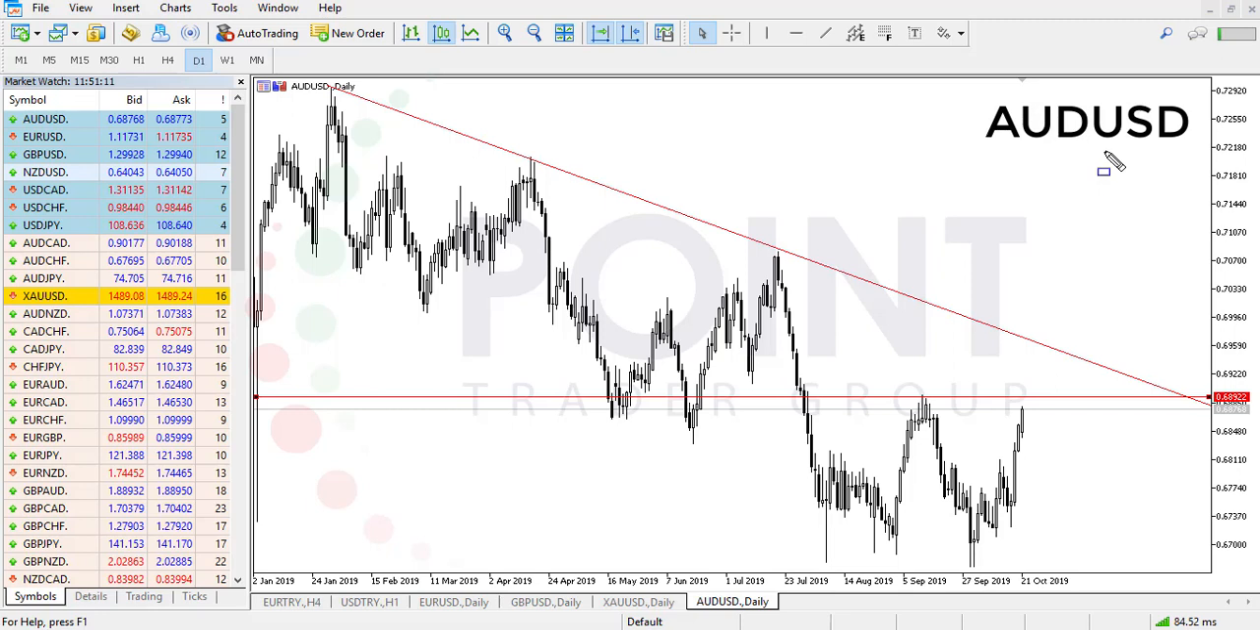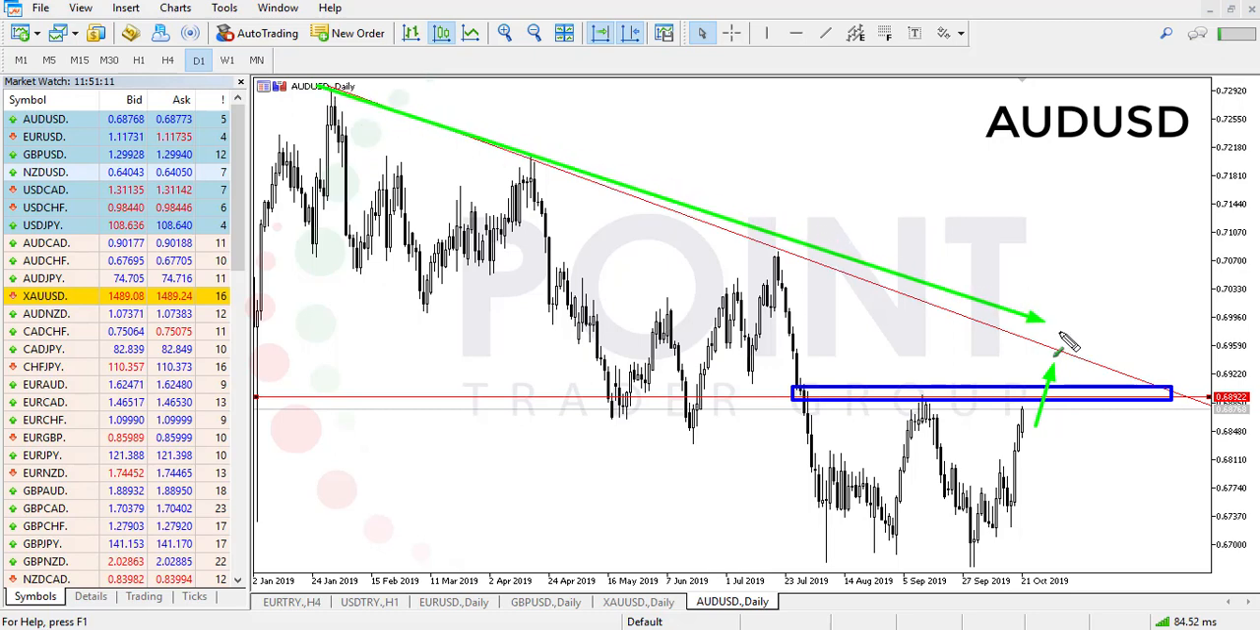Finally, with the Australian dollar against the American dollar on the daily time frame, as you can see here, the pair is traded below a strong resistance level, that is 0.6890, and this is actually a strong resistance level. So if there is a breakout, the price breaks through this level, then it might continue going upwards to reach this resistance level, that is the downtrend line.